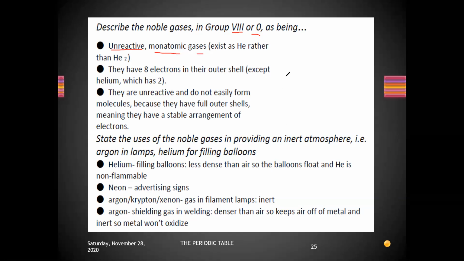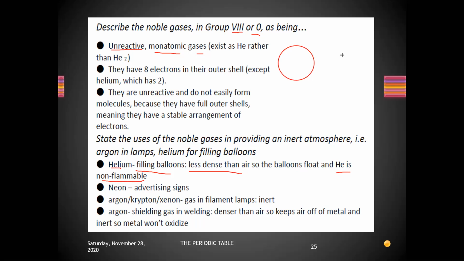And what are the uses? You have to learn the uses for helium, neon, and argon. Helium is used for filling weather balloons. One reason is that it is less dense, so it can float. The second reason is that it is unreactive, or non-flammable. At first, these weather balloons used to be filled with hydrogen. Hydrogen is lighter than air. Helium is also lighter than air. Both of them are lighter than air, so the balloon will rise in the atmosphere.